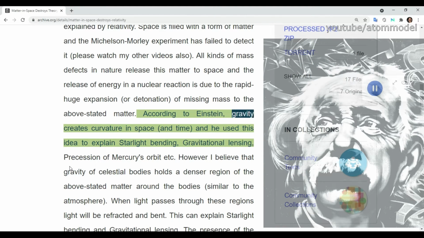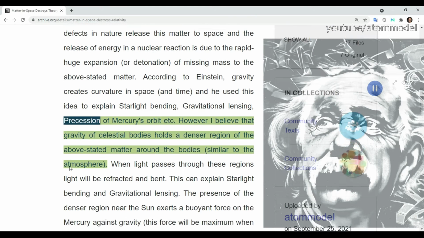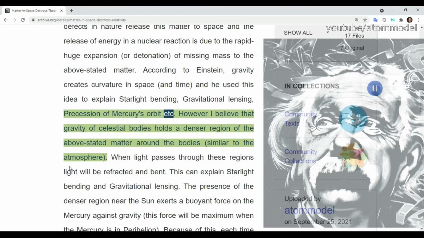According to Einstein, gravity creates curvature in space and time, and he used this idea to explain starlight bending, gravitational lensing, precession of Mercury's orbit, etc.